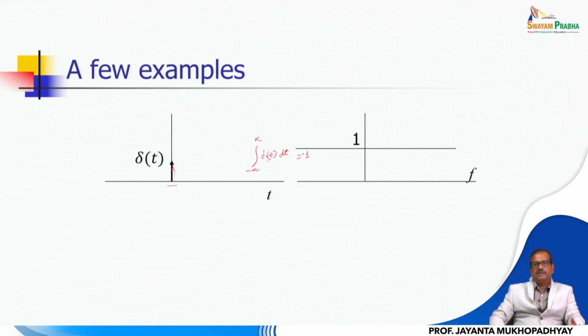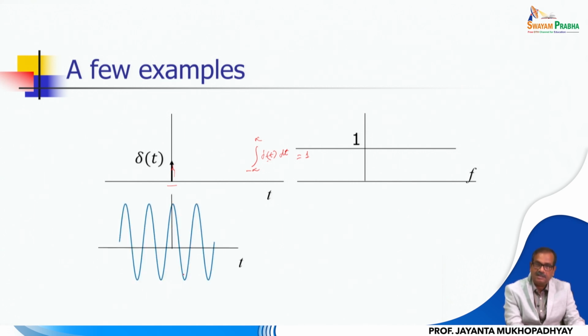So when we apply the Fourier transform, it is a constant term in the frequency domain. It has a constant, so it has all the components in the frequency domain, which means that it has an infinite support in the frequency domain.